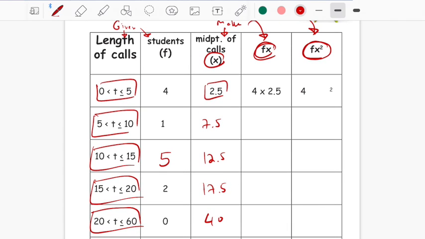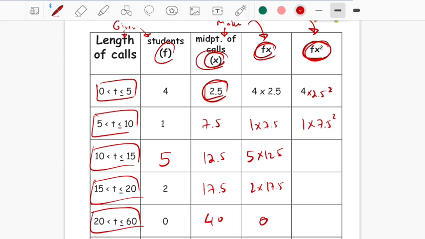Now you write fx. This is f, this is x. Multiply them. 1 times 7.5. 5 times 12.5, and then just keep on writing it. All right, this is 0. 1 times 65. Then here, don't forget you have to square the x. So this is 4 times 2.5 squared. 1 times 7.5 squared. 5 times 12.5 squared. 2 times 17.5 squared. 0 times 40 squared, 1 times 65 squared.